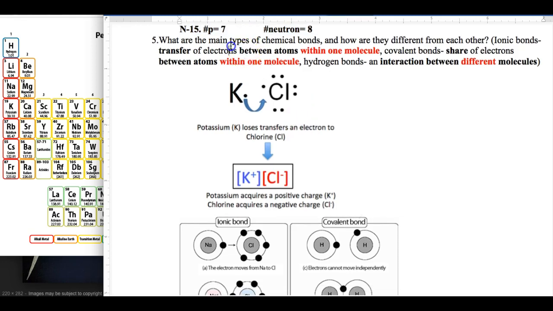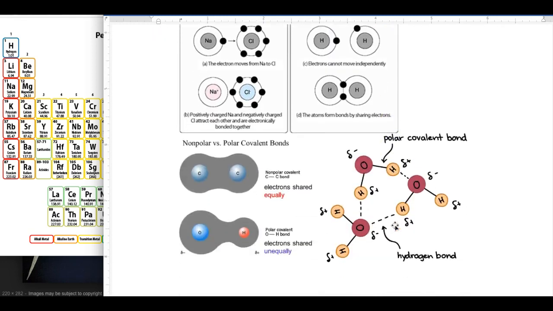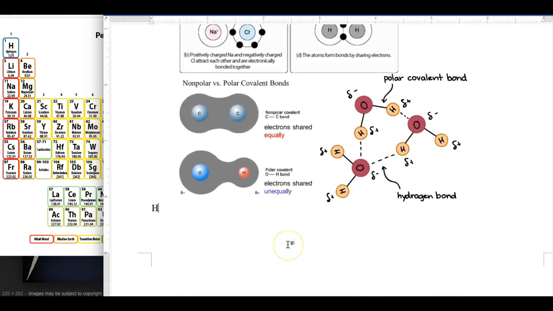Our next one, the types of chemical bonds. First one is, let's do covalent bond first, because that's the strongest bond. Okay, covalent bond is the strongest bond. Covalent bond is a share of electrons between atoms within one molecule. What does it mean when you have one molecule? Let's say we know water is H2O. When you look at one H2O, that's one molecule.